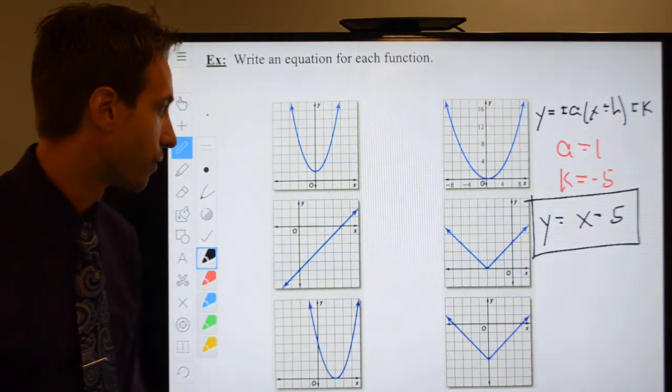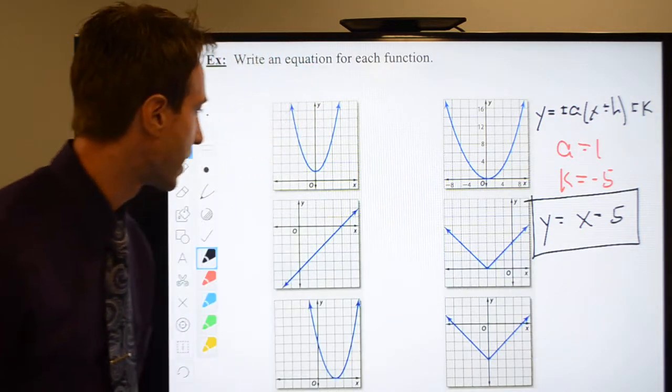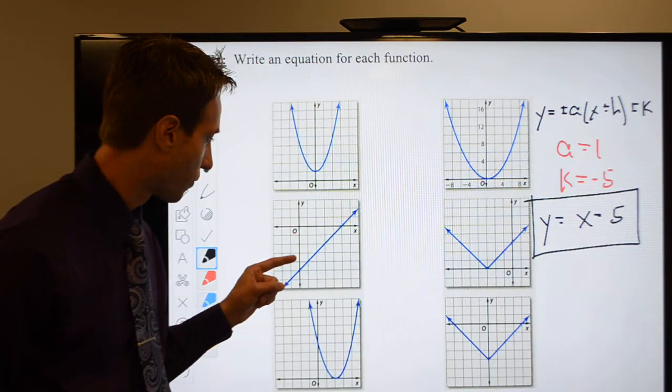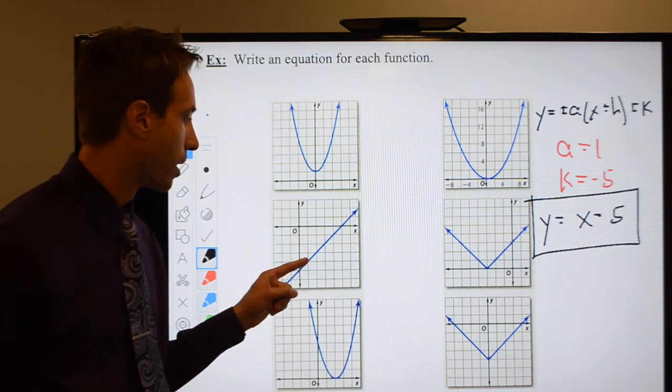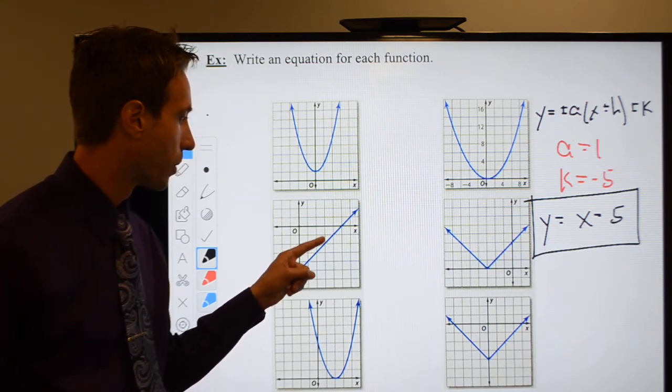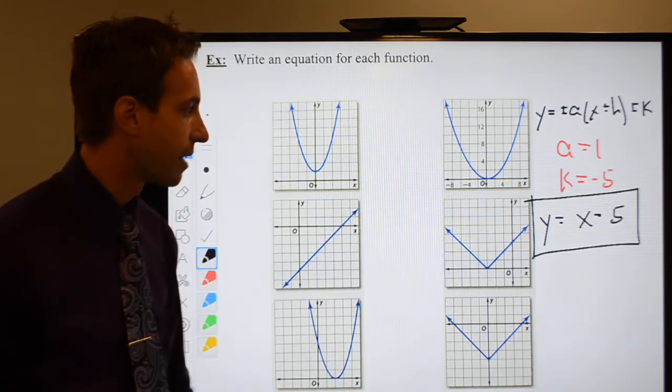Now I've got the equation for this line, right? This tells me that my slope is 1, my y-intercept is a negative 5. 1, 2, 3, 4, 5. I have my y-intercept. Since the slope is 1, that's up 1 over 1, up 1 over 1, up 1 over 1, up 1 over 1, right? I would get that line.